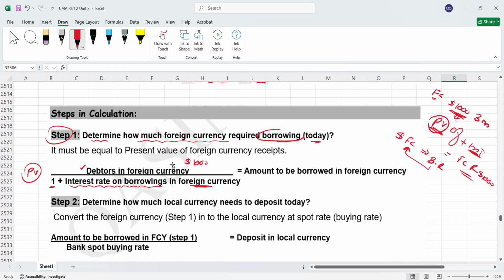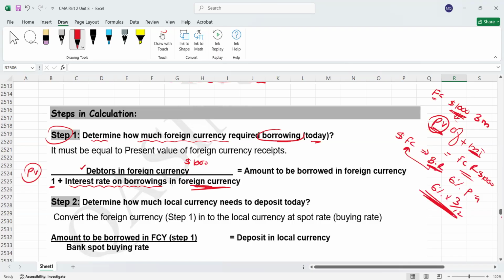Please remember here, sometimes the examiner can play with you. Interest rates are quoted annually. For example, if the borrowing interest rate is 6% per annum, and I want this interest rate only for 3 months, what I will do is take 6% multiplied by 3/12. So I have to adjust this annual interest rate for 3 months. This is what I'll use here: 1 plus interest rate on borrowing in foreign currency, but this interest rate should be adjusted as per your requirement.